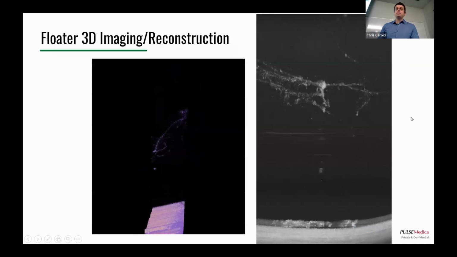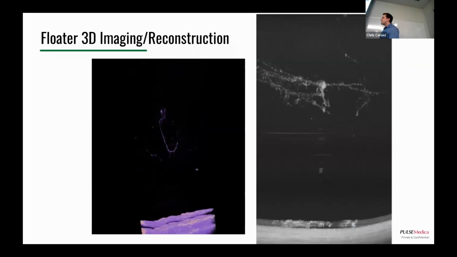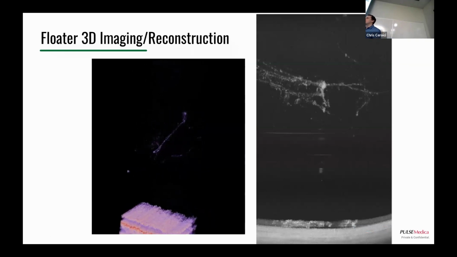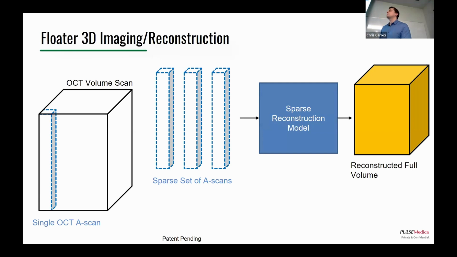So I mentioned it takes around 5, sometimes 10 seconds, depending on the size of that volume, which is a huge bottleneck for us because if we want to image these in real time and treat these floaters in real time, we can't just rely on where the floater was 10 seconds ago. We need to know where it is right now in 3D so we can accurately plan where we're going to fire that laser. And so to solve this, we've looked into using sparse scanning.